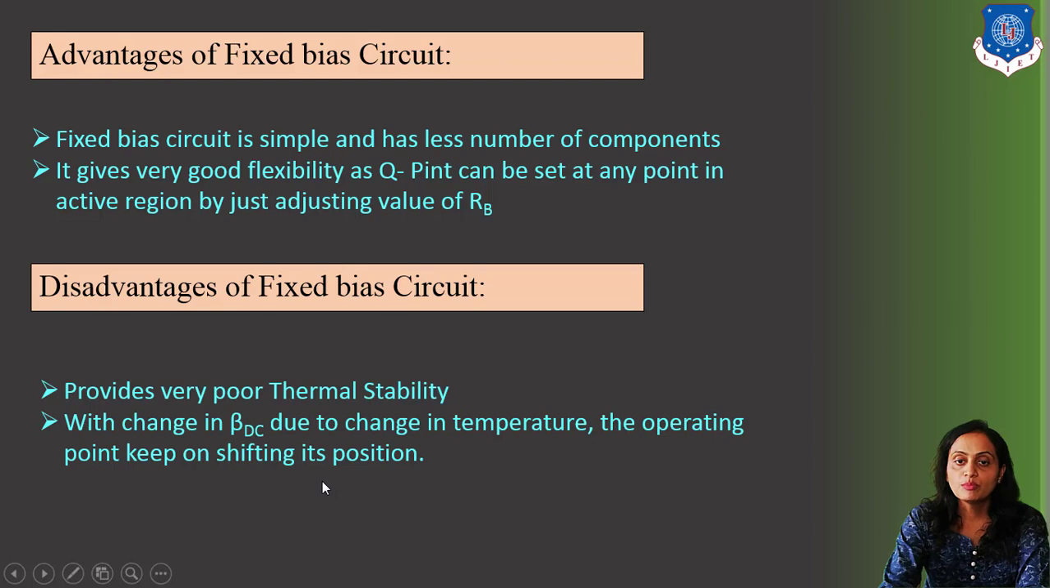These are the disadvantages of the fixed bias circuit. It provides very poor thermal stability because with the variation in the temperature, the reverse saturation current is changing, and ultimately the IC is changing, and it is not providing stability. With the change in beta also, due to temperature, the operating point keeps on changing or shifting its position.